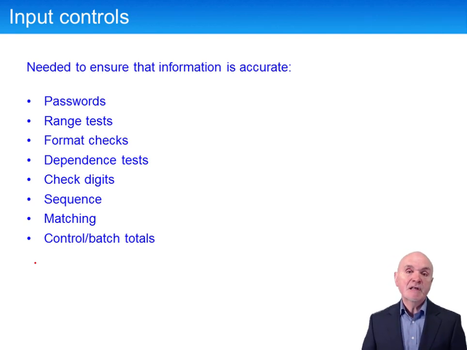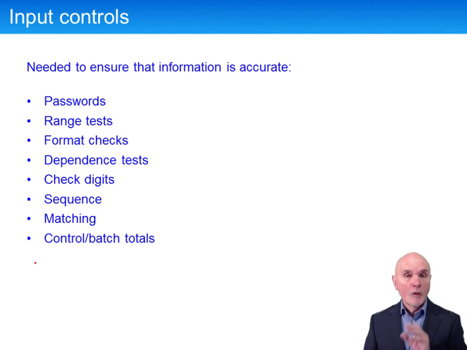Check digits. Specially constructed data, numbers, account numbers, part numbers, employee numbers. They have to comply with certain mathematical rules. And if you mistype something, the chances are these rules will not be complied with, and the machine knows it's wrong. Sequence check.